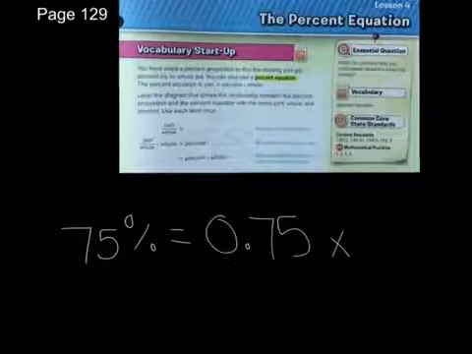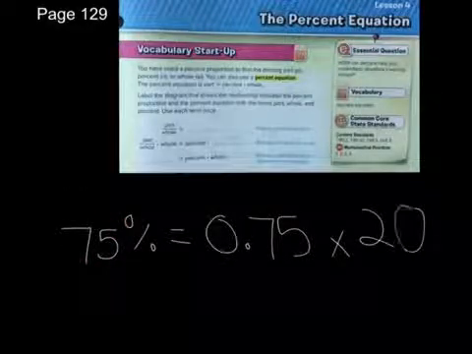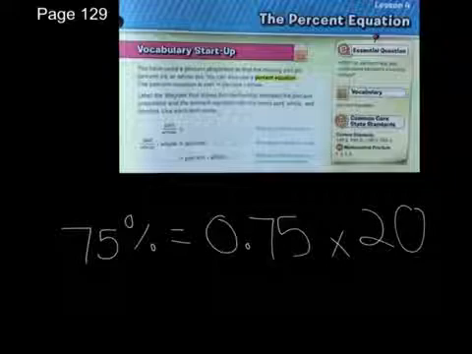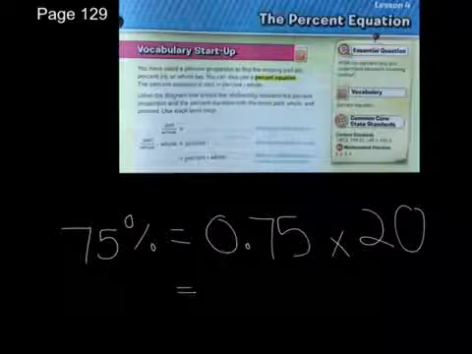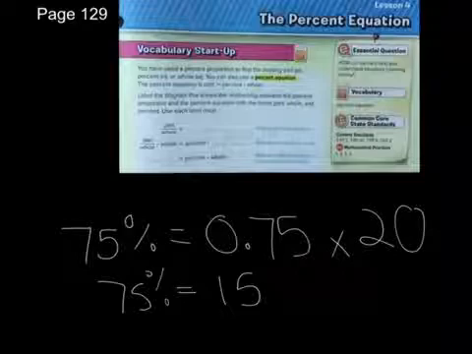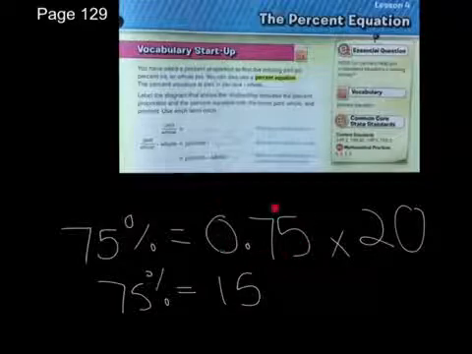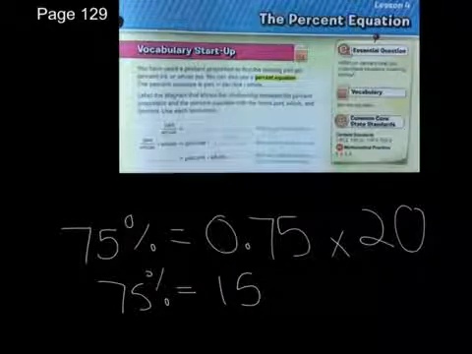Let's say we're looking for 75% of 20. When you multiply 0.75, you're going to get what 75% of 20 is. When you multiply by 20, you will get 15. Okay? So you can say 75% of 20 is 15. That's all they're trying to show you here, the equation. You just turn the percent into a decimal and multiply it by your whole, and that'll give you your part.